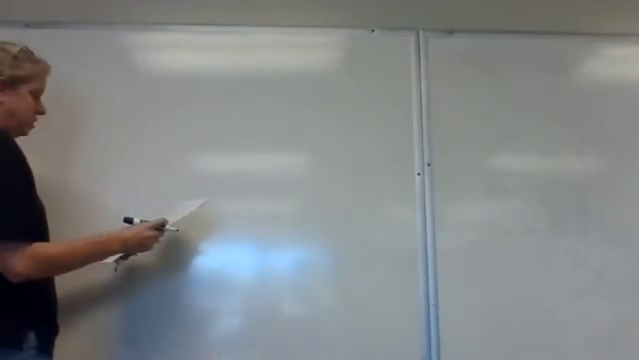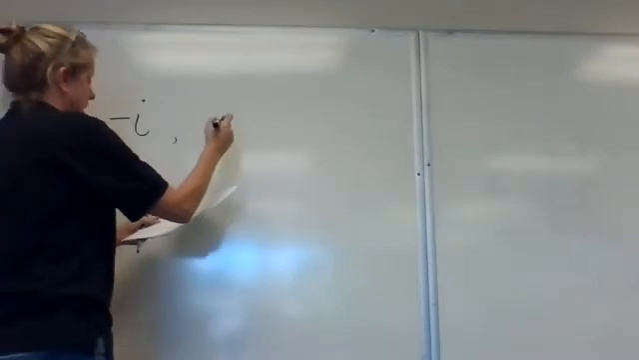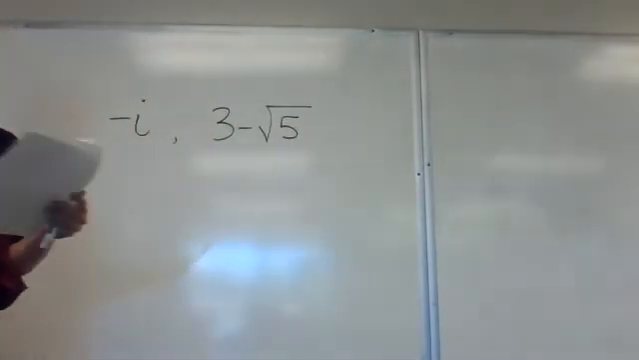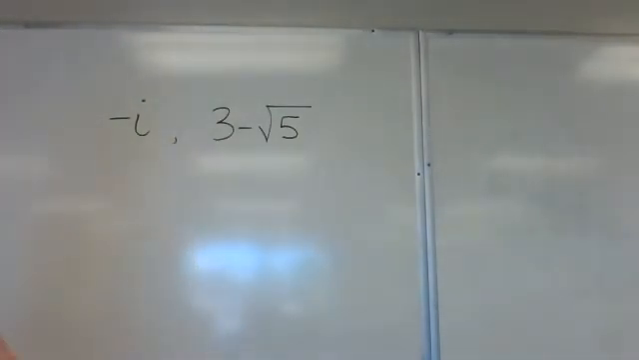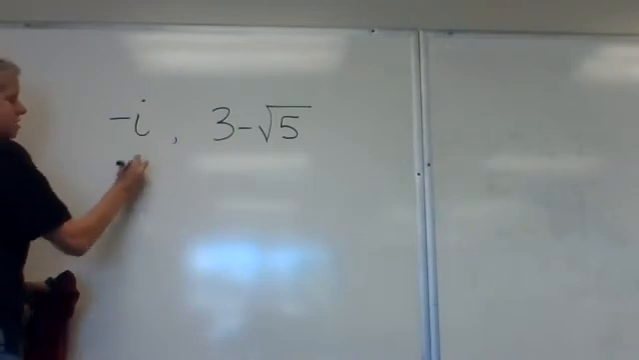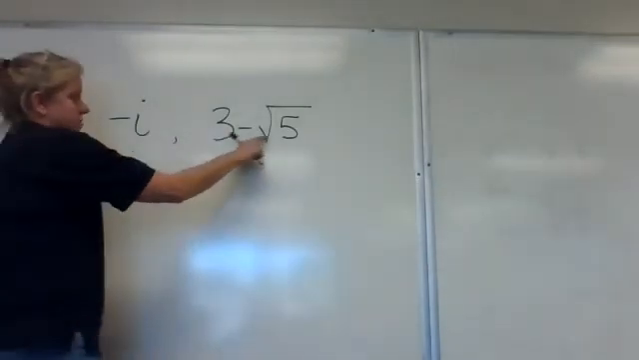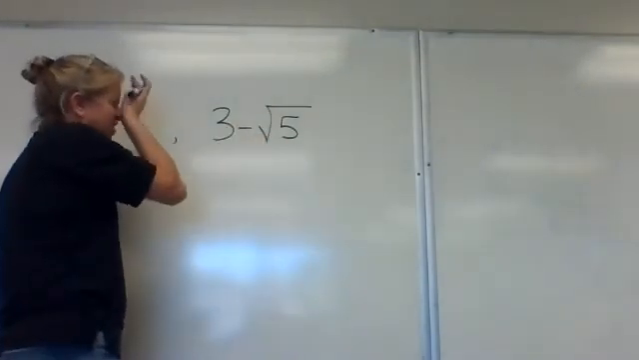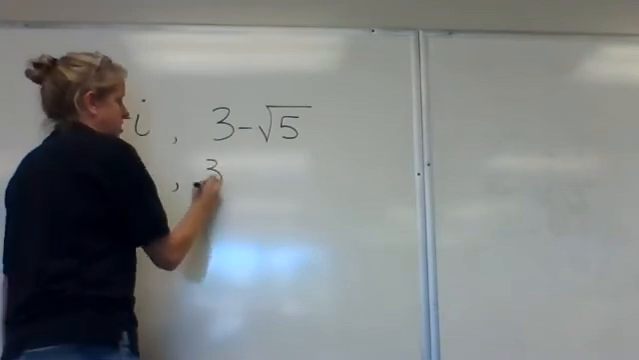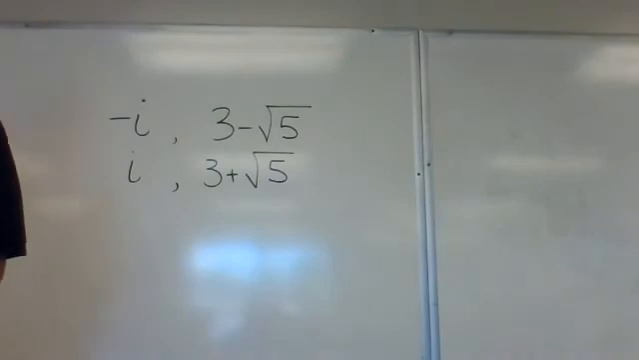Same thing on number 8. It says degree 4, and it gives me 2 zeros, -i and 3 minus the square root of 5, and tells me to find the other zeros. So if this one is a 0, since it's an i, so is the opposite of it. If this one has a square root, that means its conjugate, its opposite sign in here, is also going to be a 0. So it's going to be 3 plus the square root of 5 as the other one.